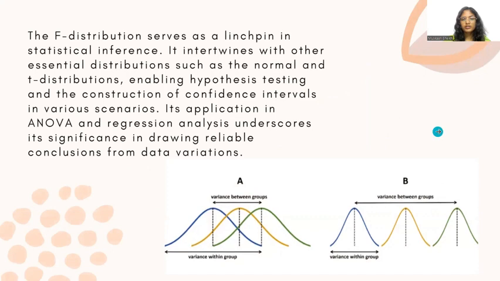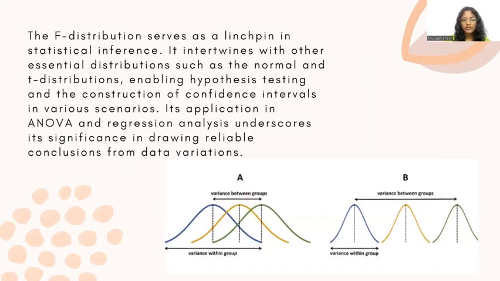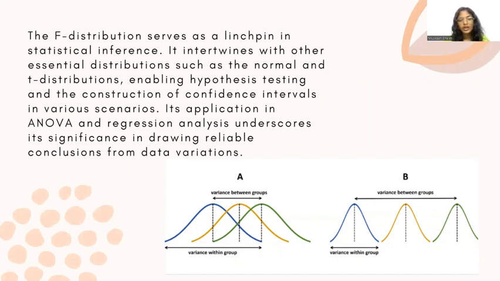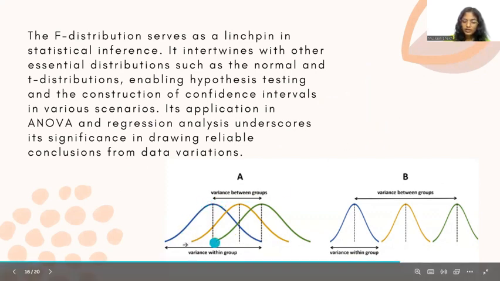The F distribution serves as the linchpin in statistical inference. It intertwines with other essential distributions such as the normal and T distributions, enabling hypothesis testing and the construction of confidence intervals in various scenarios. Its application in ANOVA and regression analysis underscores the significance in drawing reliable conclusions from data variations. So in this diagram, we can see the variance within the group and the variance between the groups. This is the variance within the group for the blue curve, and this is the variance between the groups from the blue to the green curve.